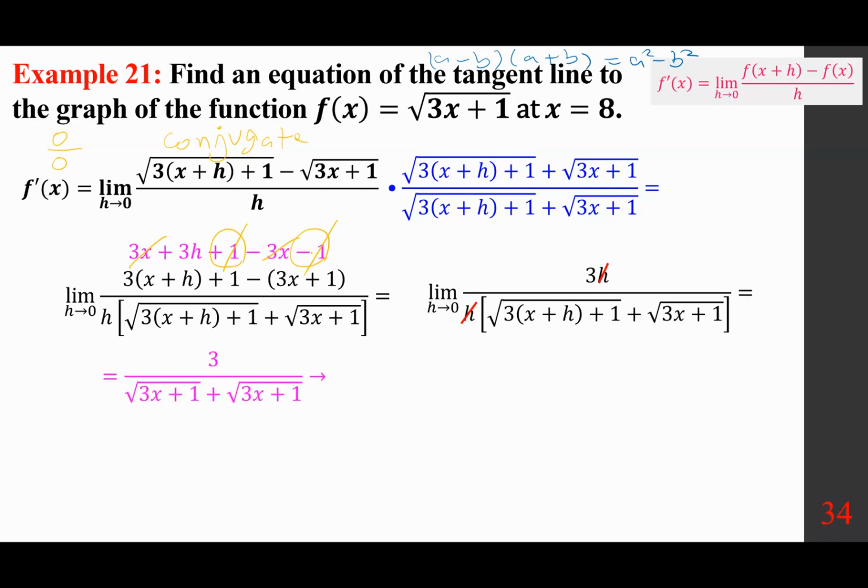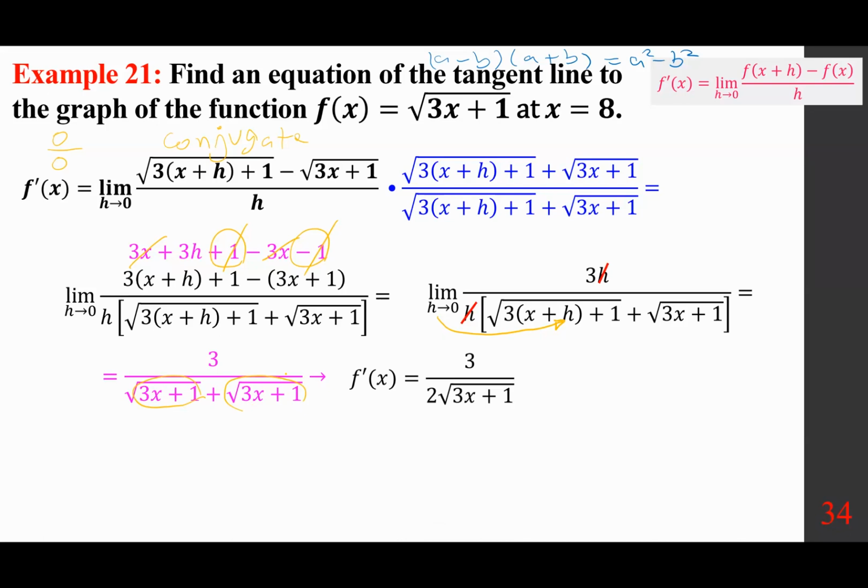This is what you have now. You drop the h and replace the h with 0, and you get rid of the limit sign. And as you can see, we have two of this now.